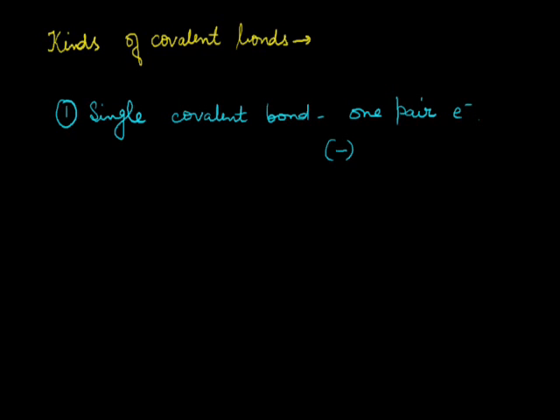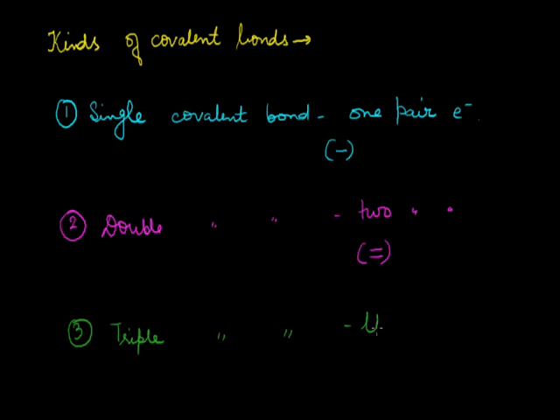The second category is double covalent bonding, where 2 pairs of electrons are shared and this is represented by 2 dashes. And the third category is triple covalent bond, where 3 pairs of electrons are shared and that is represented by 3 dashes. We can take one example each of single, double and triple covalent bond.